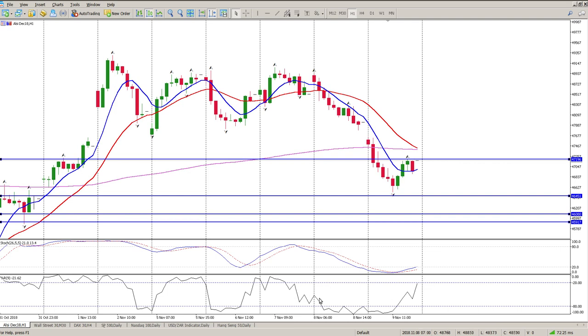Lots of continuation divergences as well, so definitely my bias is to the downside.